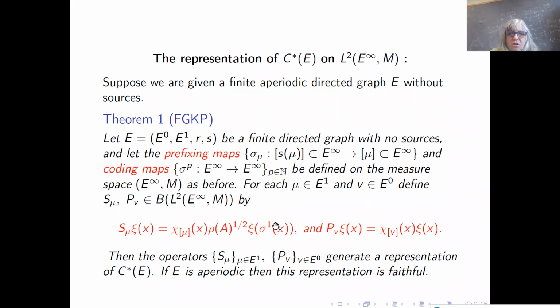So that's why we have ones here. But of course, if mu was a path of length p, you might have other formulas here. We have p here. And then the projection corresponding to vertex v is just the characteristic function of the cylinder set v of x times the function c of x. Then these operators generate a representation of the Cuntz-Krieger algebra.